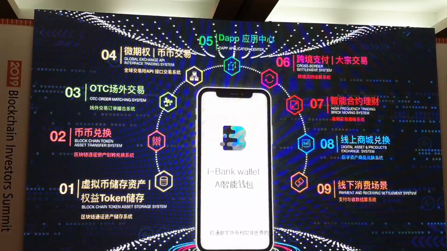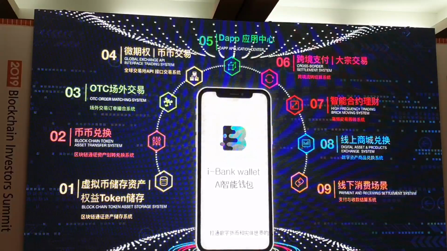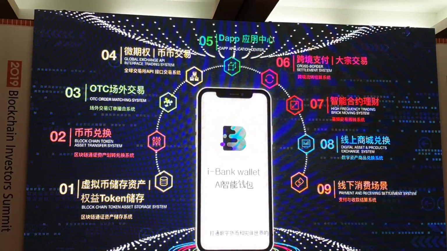So I will start with the first one. First one is about token, blockchain token asset storage system. The second one is blockchain token asset transfer system. Number 3, OTC, over-the-counter order matching system. Number 4, global exchange API interface trading system. Number 5, DAPP, Decentralized Application Center. Number 6 is cross-border settlement system. Number 7, high-frequency trading system rate moving system. Number 8, digital asset and product exchange system. And number 9, last but not least, payment and receiving settlement system. Let's talk in detail about each one.